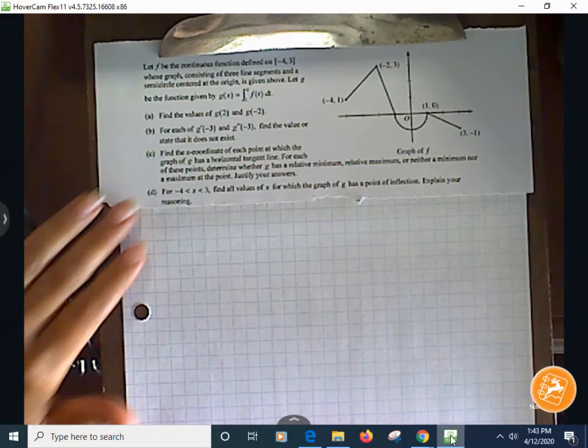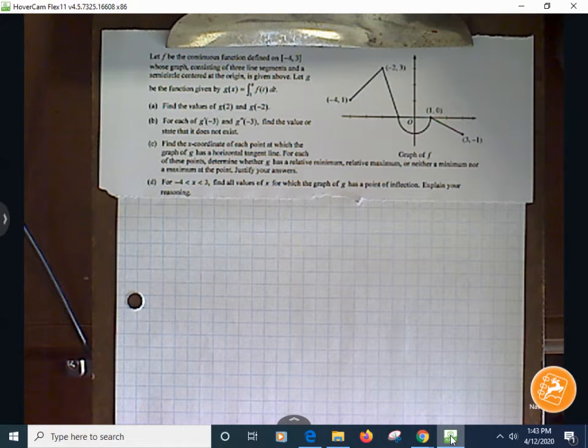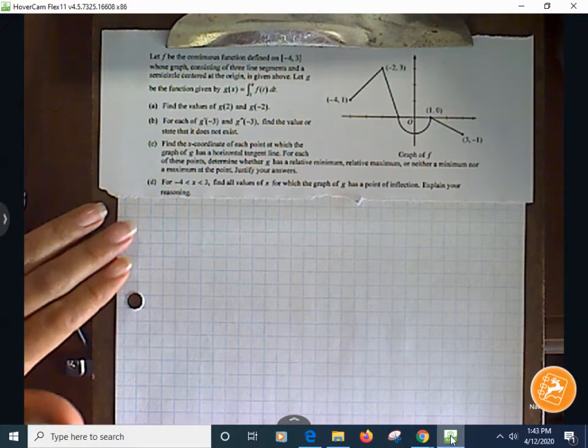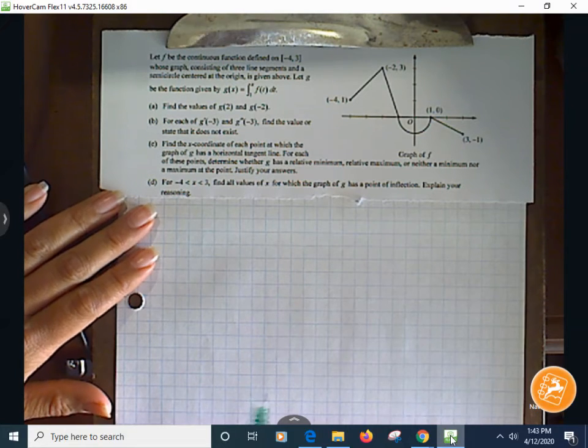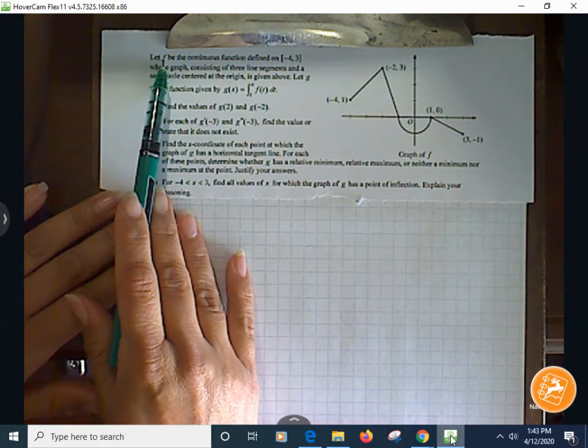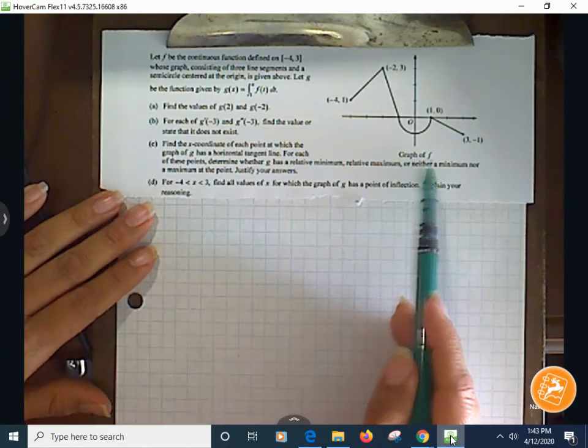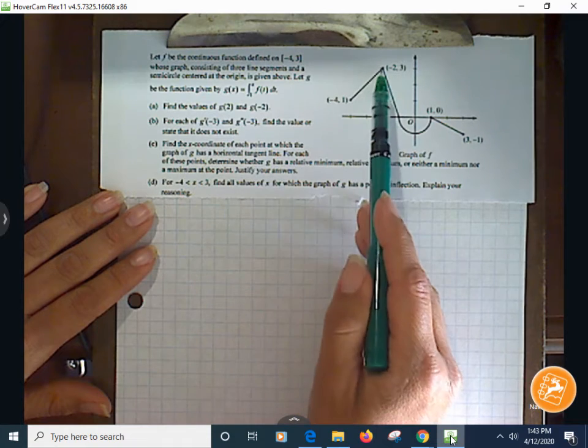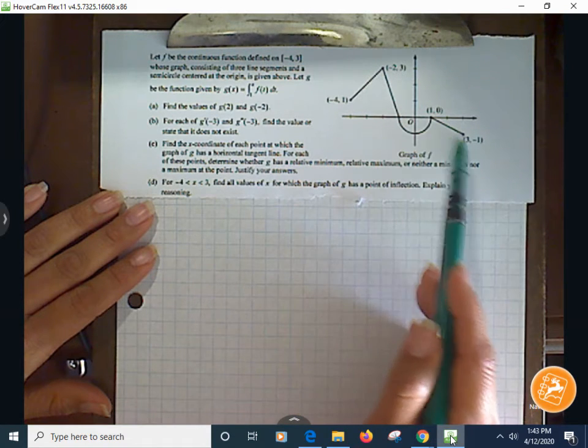Hello, students. Okay, so I'm going to go over AB FRQ 2012 number 3, which is the one that you were assigned on Friday. It talks to you about a function f being continuous, and here's the graph of it. It has 3 line segments, 1, 2, 3, and a semicircle.